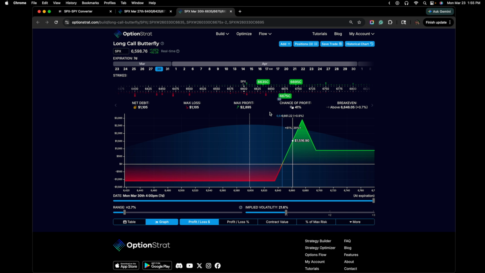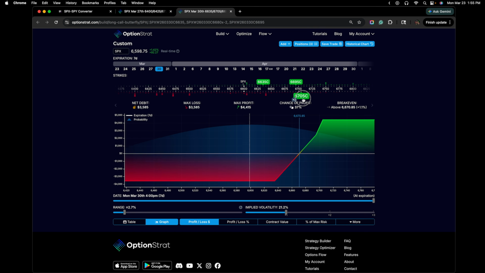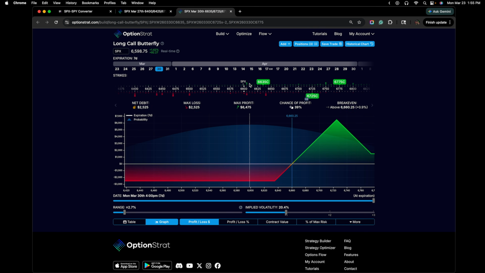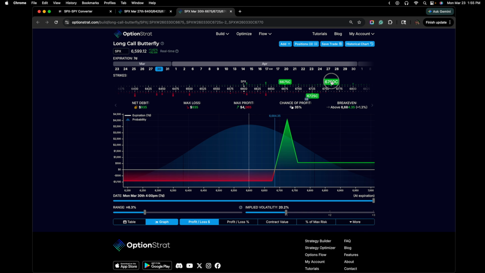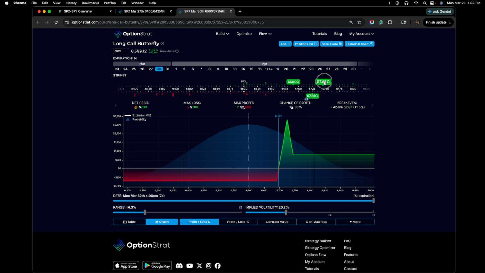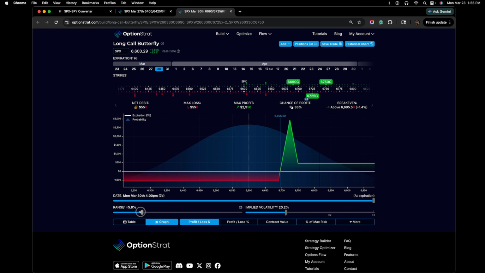So this is a broken wing butterfly. You choose the strike price here where you think the market might pin. So in this case, let's just mock one up in real time. I was going to try and make this video pretty brief so I can get it up to you guys as quick as possible, but here I am mocking up a butterfly that I did not intend to do, but this is an example of one.